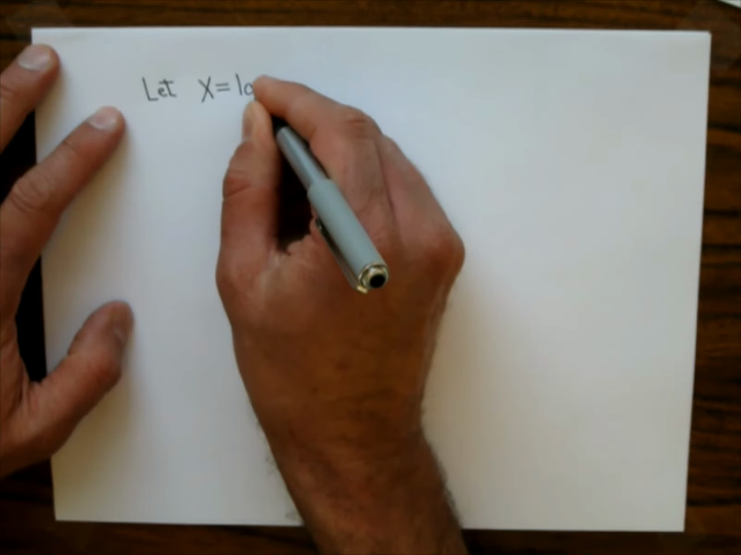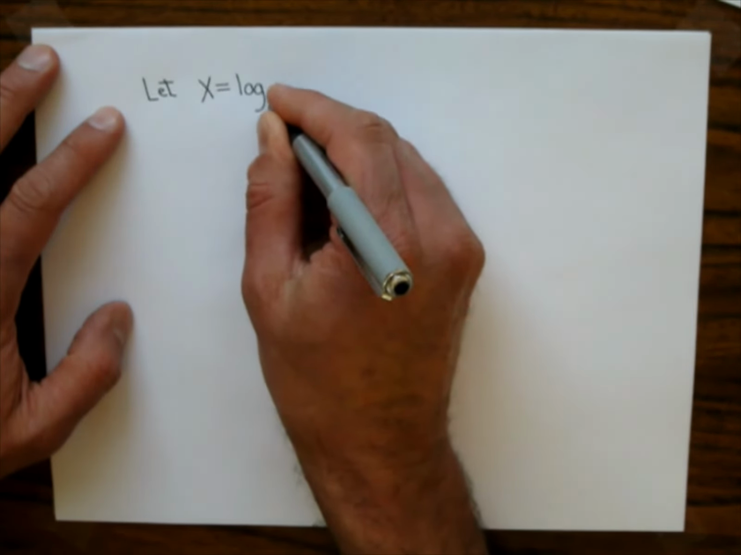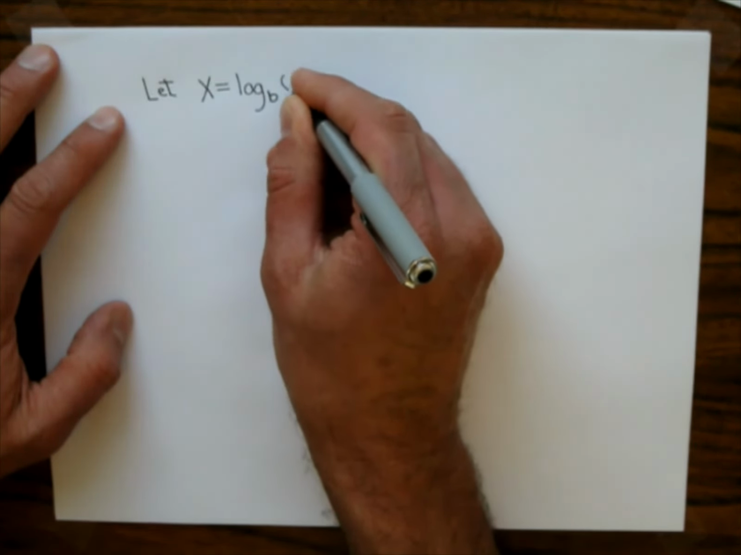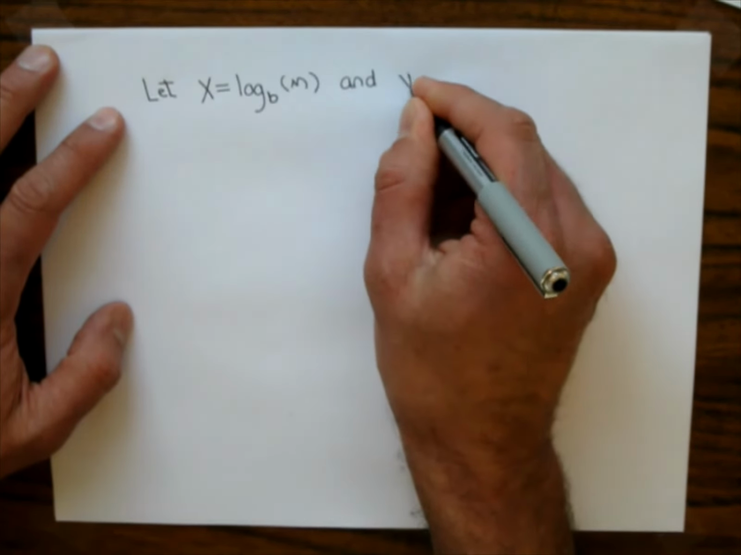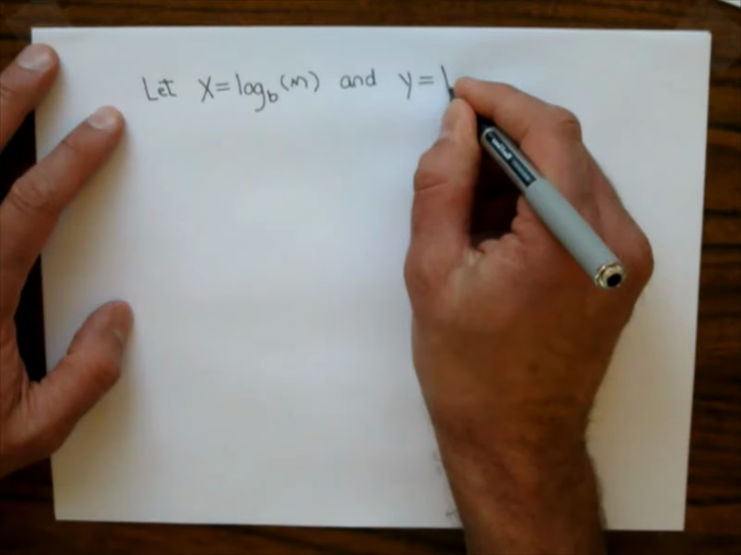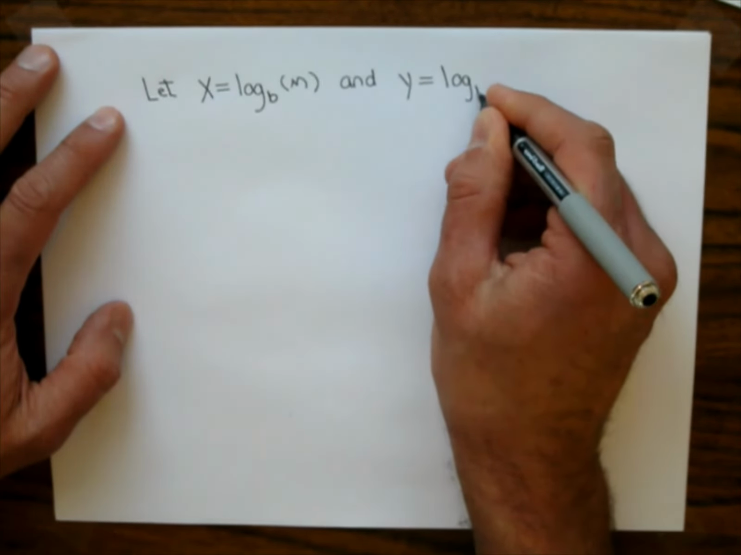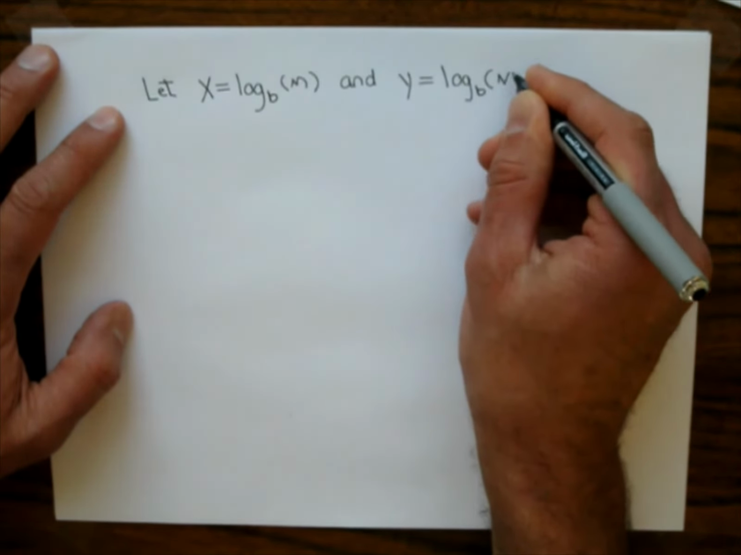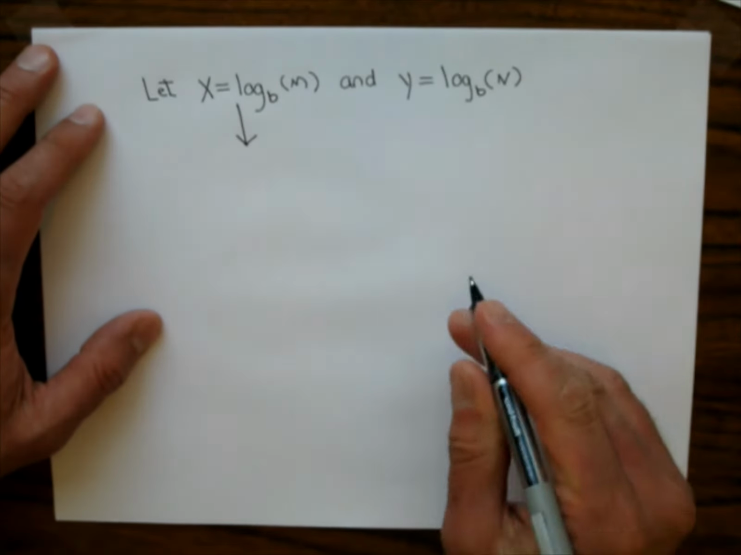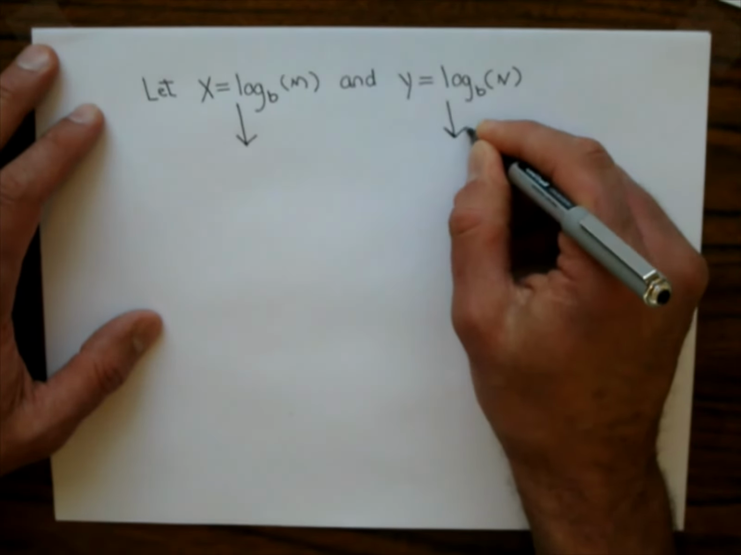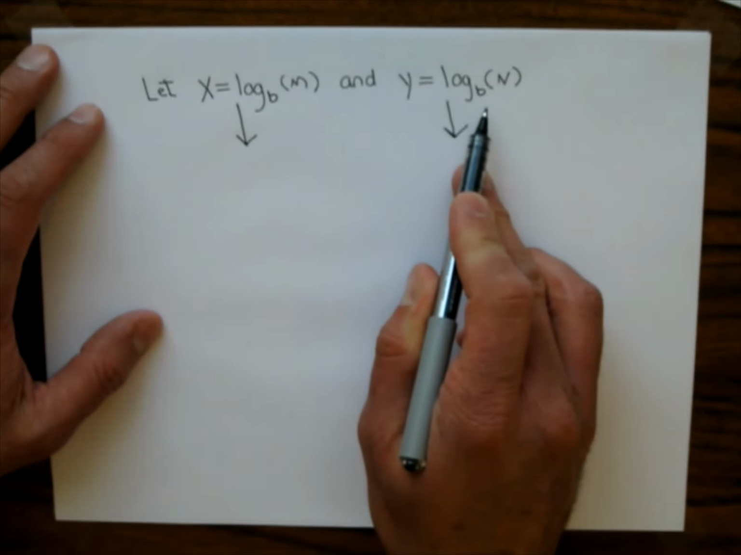I'm going to let x equal log base b of m and y equal log base b of n. Okay, so that's where I'm going to start off with, and I'm going to get everything else from that assumption there.